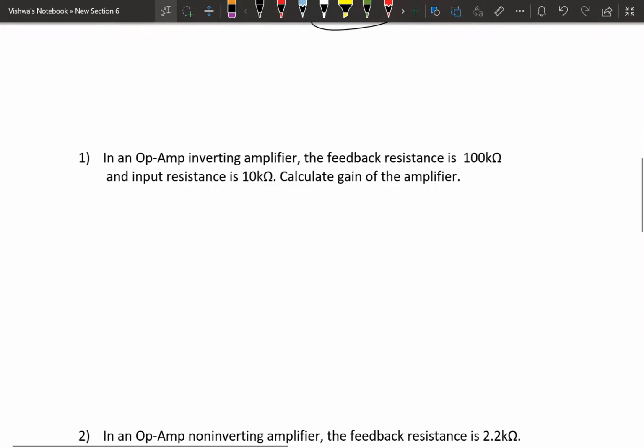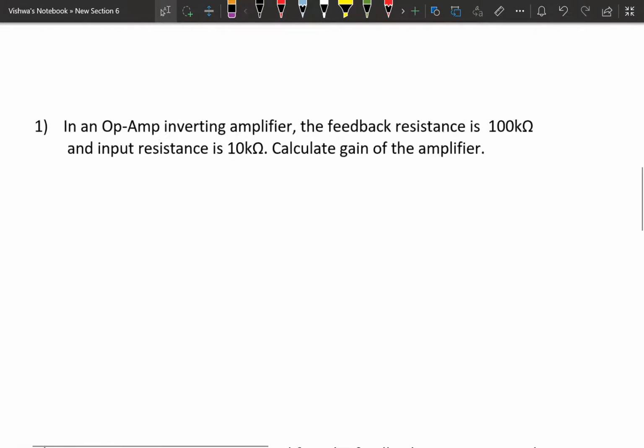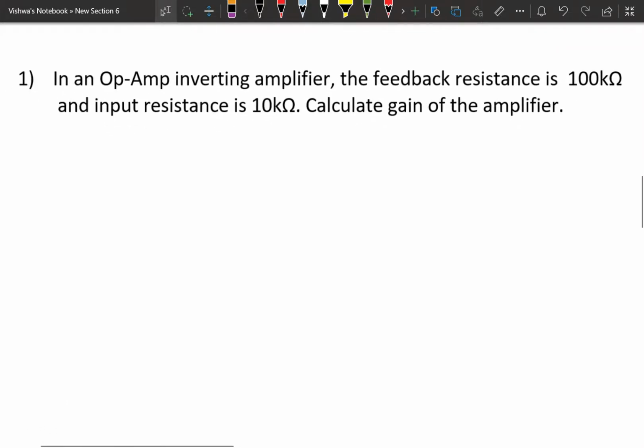Now let's go to the problematic method, solving the problems. These problems are simple, just based on the inverting and non-inverting amplifier, differential and summing amplifiers, to find the output voltage, or it may be a gain. Now take the first problem.